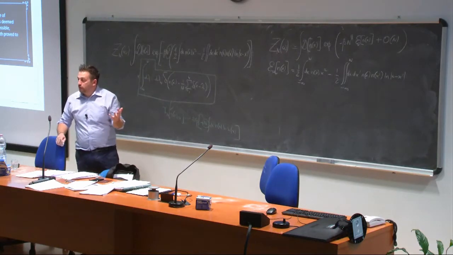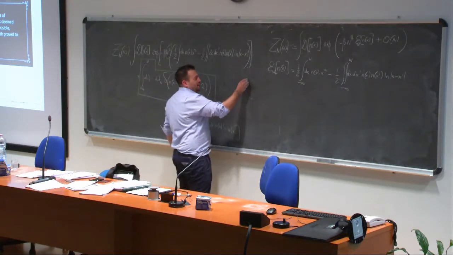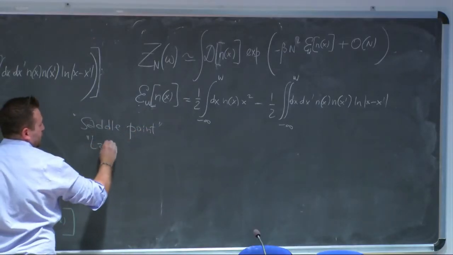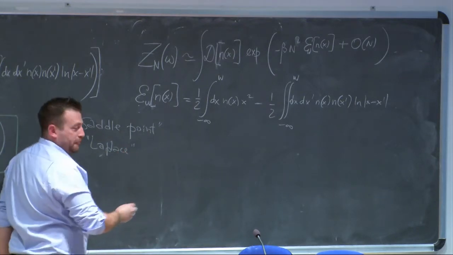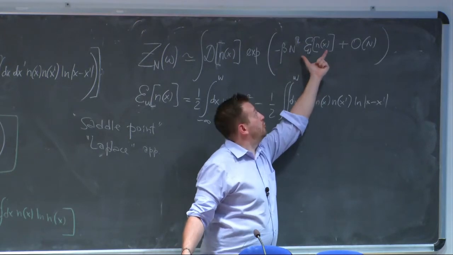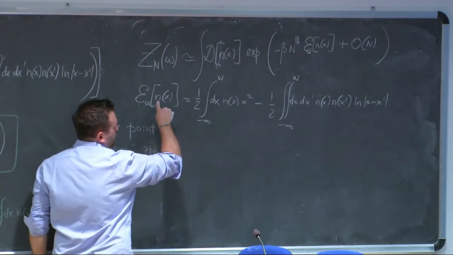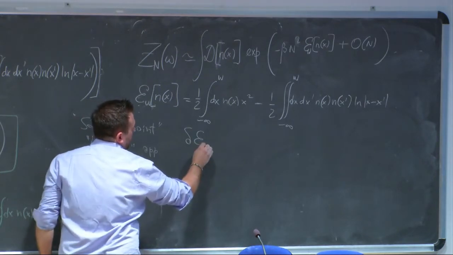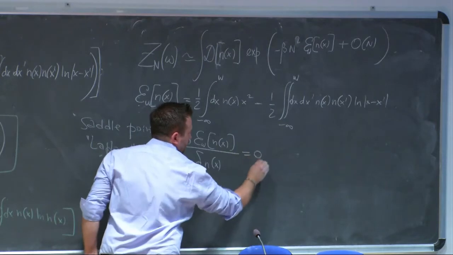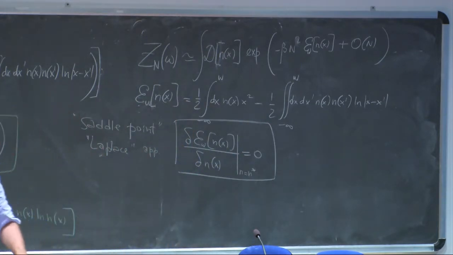So how is this approximation called? Saddle point or Laplace approximation, right? So the largest contribution to this integral comes from the minimizer of this object here. So what we have to compute is the counting function that minimizes the exponent. Do we agree?